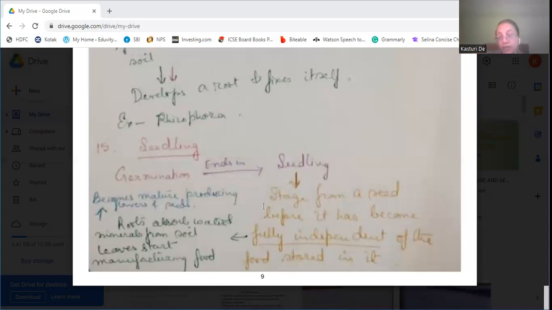After it has become independent from the food which is stored inside the seed, it will become a plant. A small plant will form. Fully independent means roots absorbing water and minerals from the soil, and leaves start manufacturing food. So till that stage, it is a seedling. After this happens, it will become mature, producing flowers and seeds. So this is the cycle which happens in the seed structure after germination.